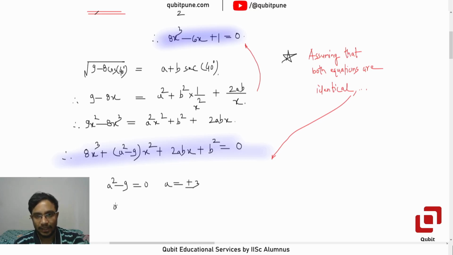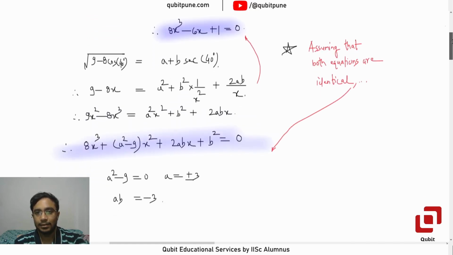2ab is negative 6, so ab will be negative 3, and b squared will be 1. That's the constant term. B squared is equal to 1, so b is equal to plus or minus 1, right?